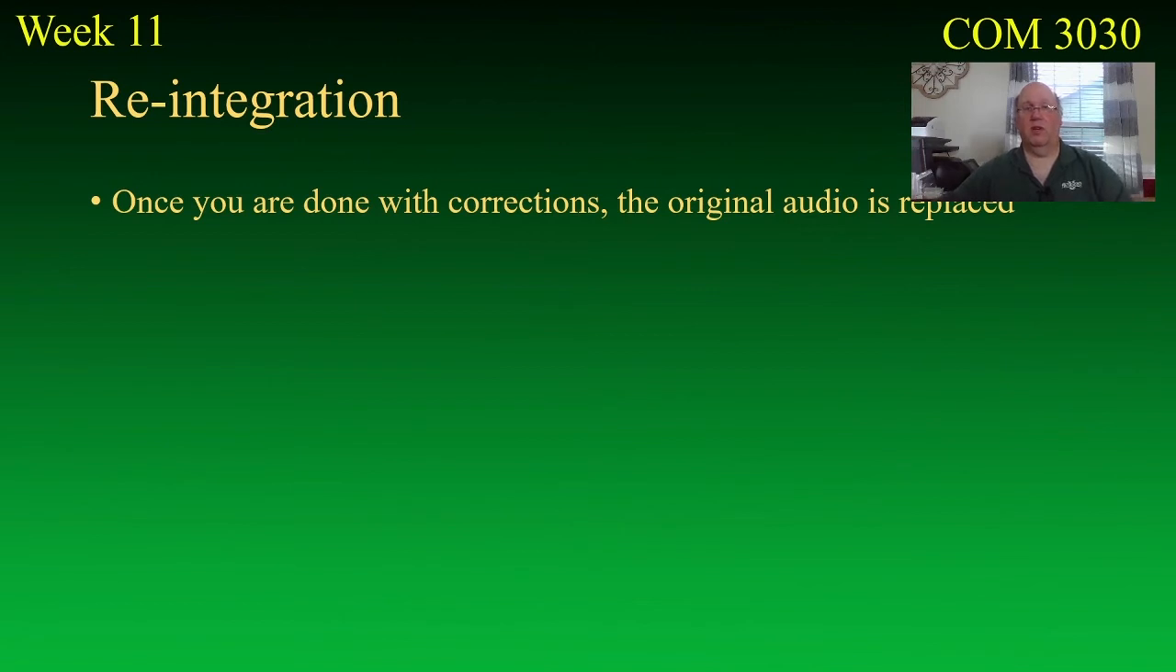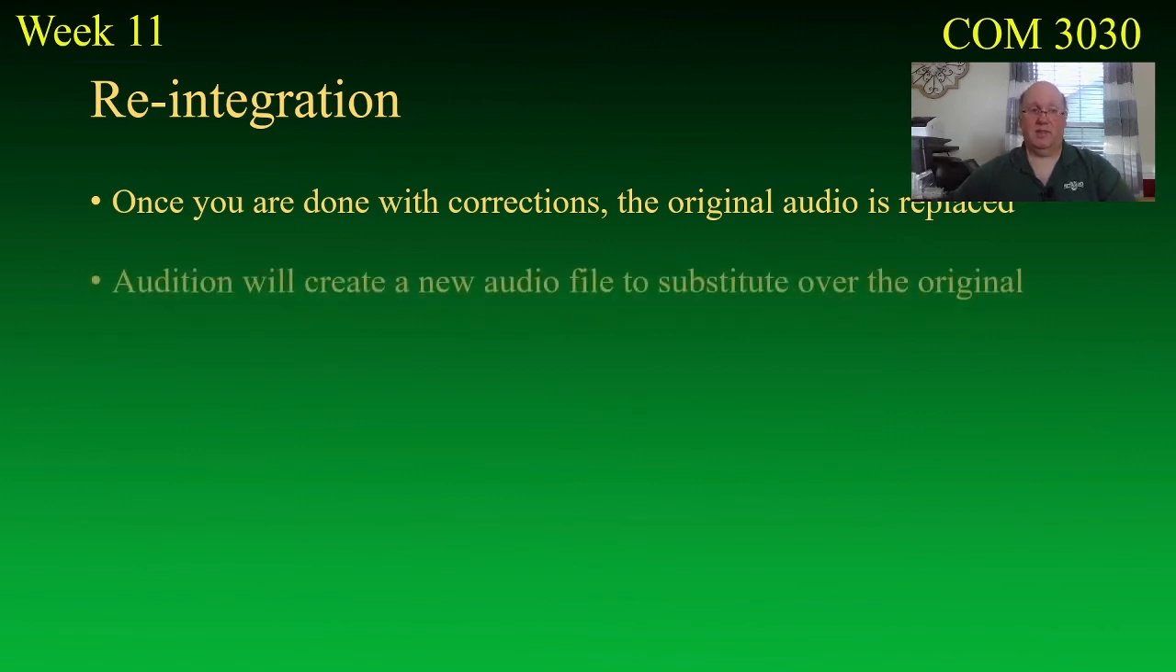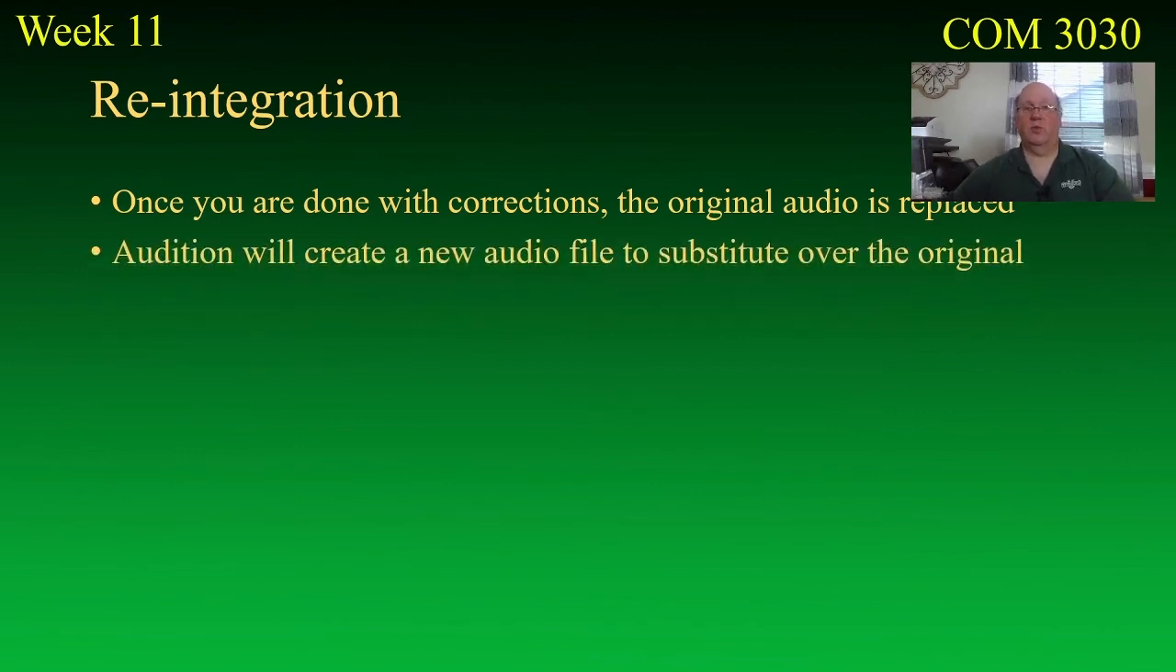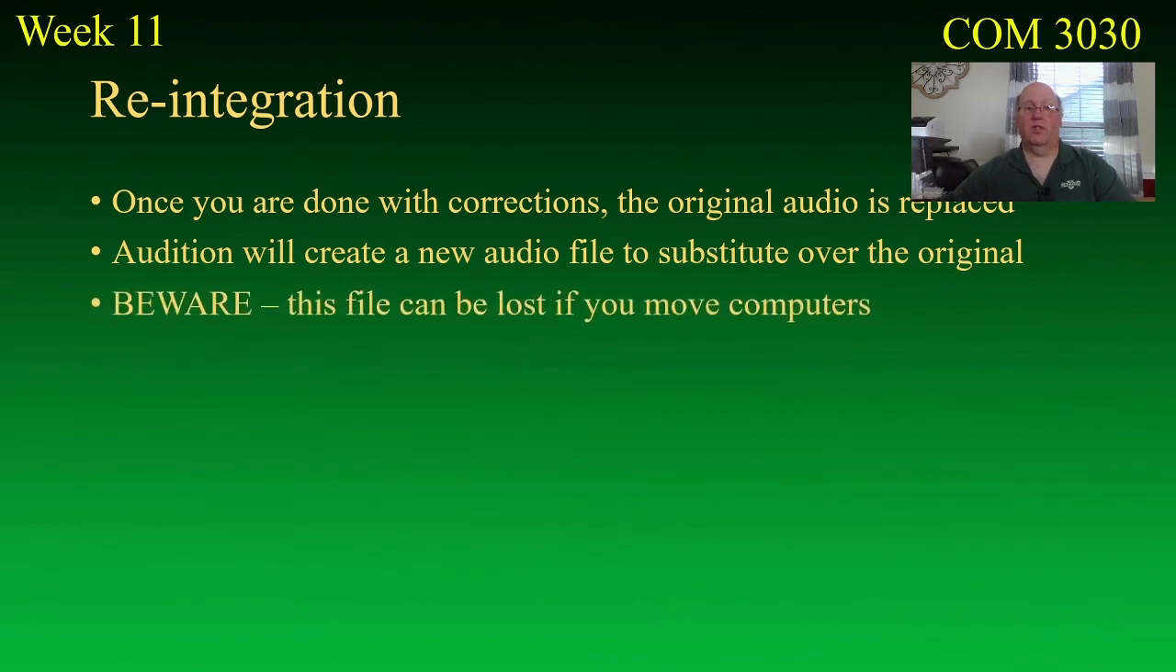But more to the point, every once in a while, the program hiccups and the audio gets lost or something gets lost. It could be like a transition gets lost. And then when that happens, there's either silence where it's supposed to be, or if it's a piece of video, there'll be that little red screen that says, can't find it. And that is a terrible nightmare when that happens. Okay, so Audition will create a new file and substitute over the original.